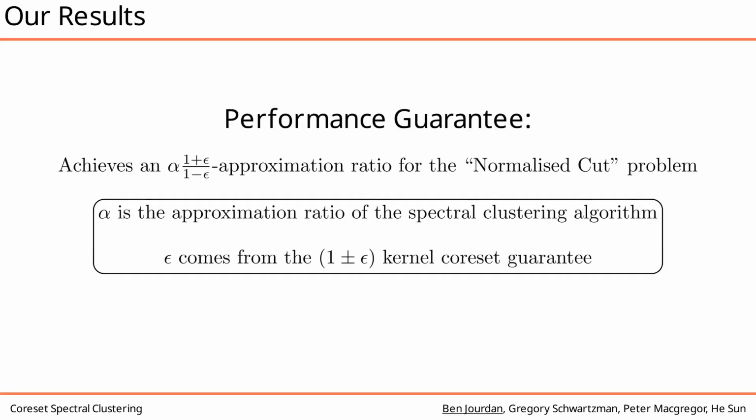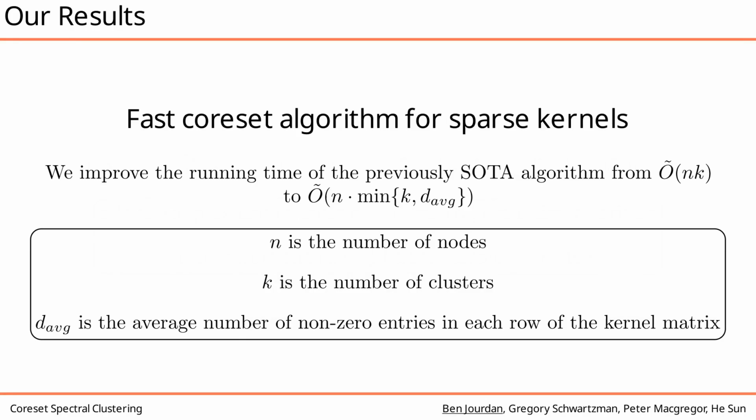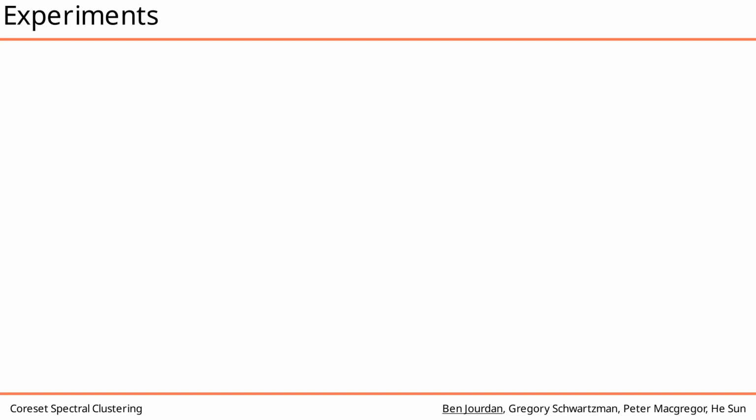We provide two theoretical results. The first shows that our algorithm achieves an O(alpha) approximation given an alpha-approximation spectral clustering algorithm for the coreset graph. The constant only depends on the coreset guarantee. Our second result is a faster version of the state-of-the-art coreset construction algorithm for sparse kernels. We improve the running time from Õ(nk) to Õ(n · min(k, D_avg)), where D_avg is the average number of non-zero entries in each row of the kernel matrix.